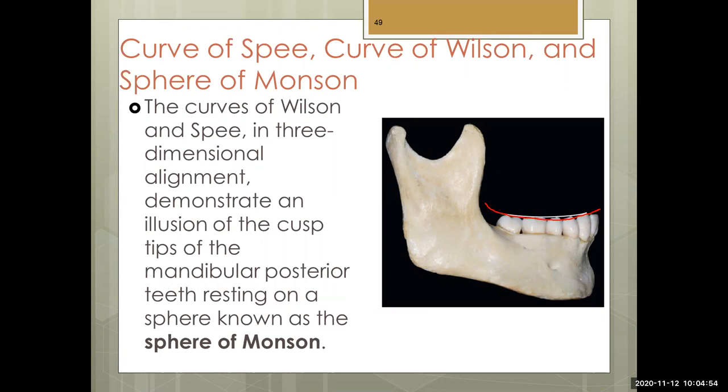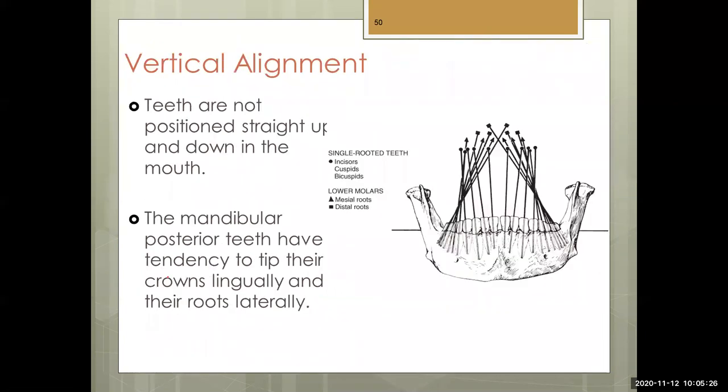And then there's a three-dimensional alignment that demonstrates an occlusion of the cusp tips of the mandibular posterior teeth resting on a sphere called the sphere of Monson. I have not seen any board questions on the sphere of Monson, so I don't ask questions on it. Curve of Spee, I have seen. Curve of Wilson, I have seen.